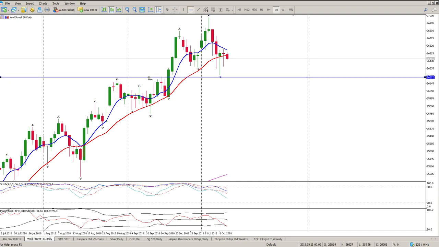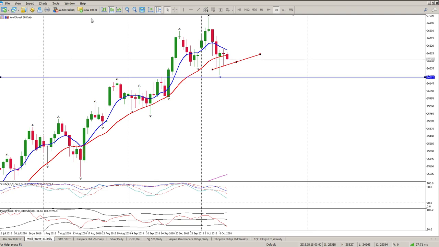The main reason for that is this previous swing low hasn't really been tagged. On Friday it missed it, tried to come back down to it, and it seems like this is our new trend line that's busy trying to form.